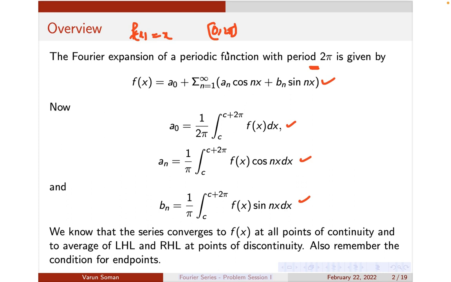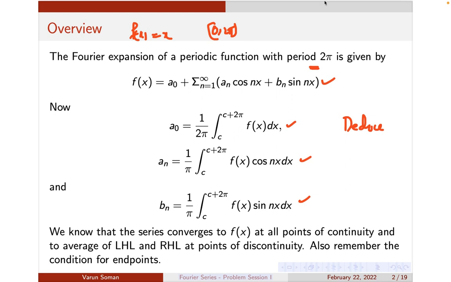Now some problems may also contain deducing results. So you may have to deduce some results in some problems. For that, you will probably have to substitute some value for x from this interval into the final expansion. Usually it will be 0, 2 pi, or maybe the middle point, etc. So these are some concepts.